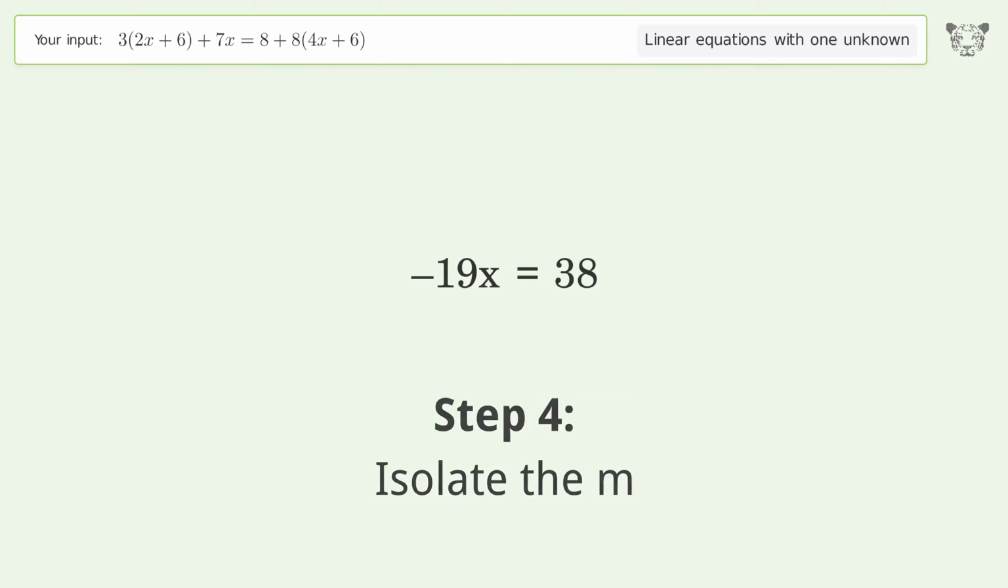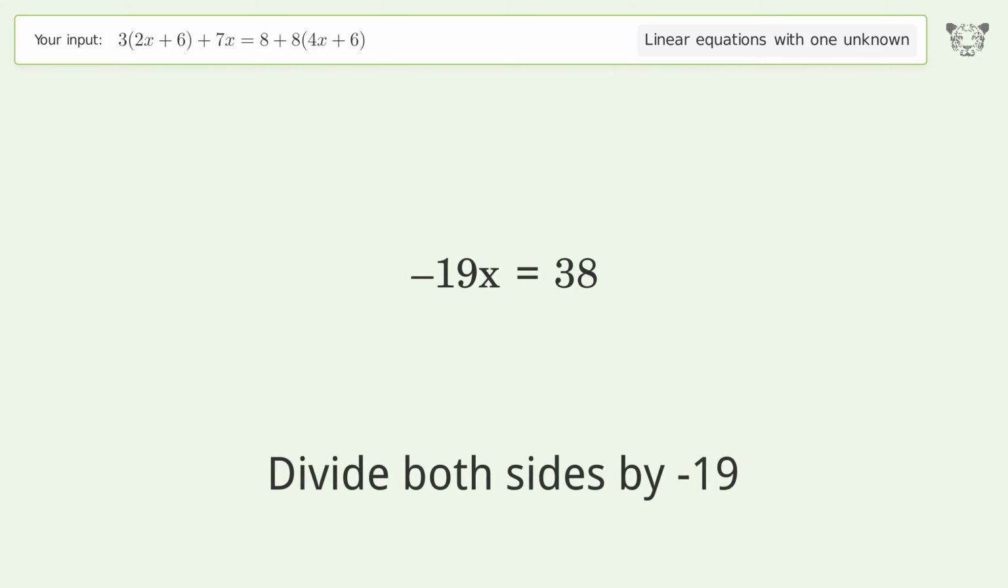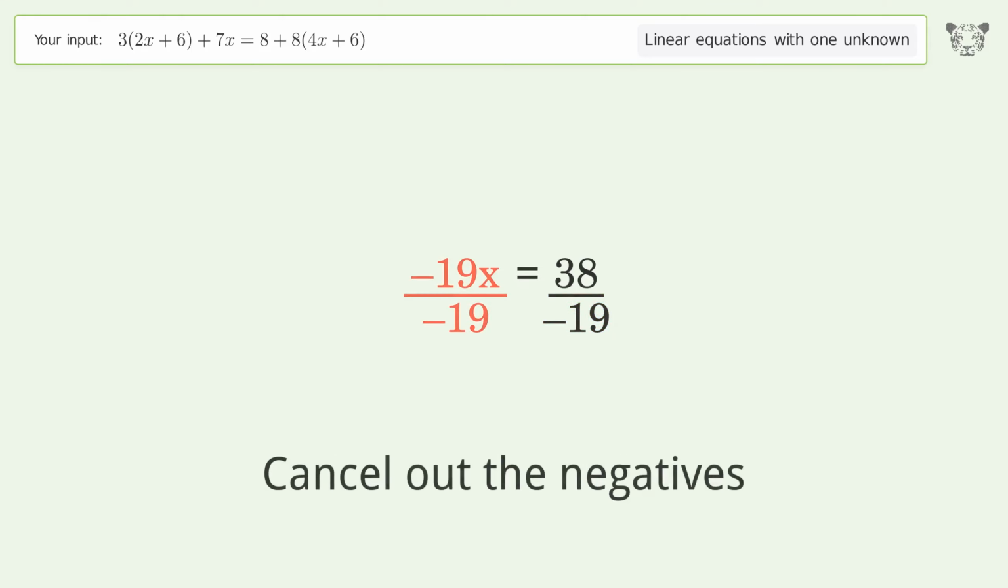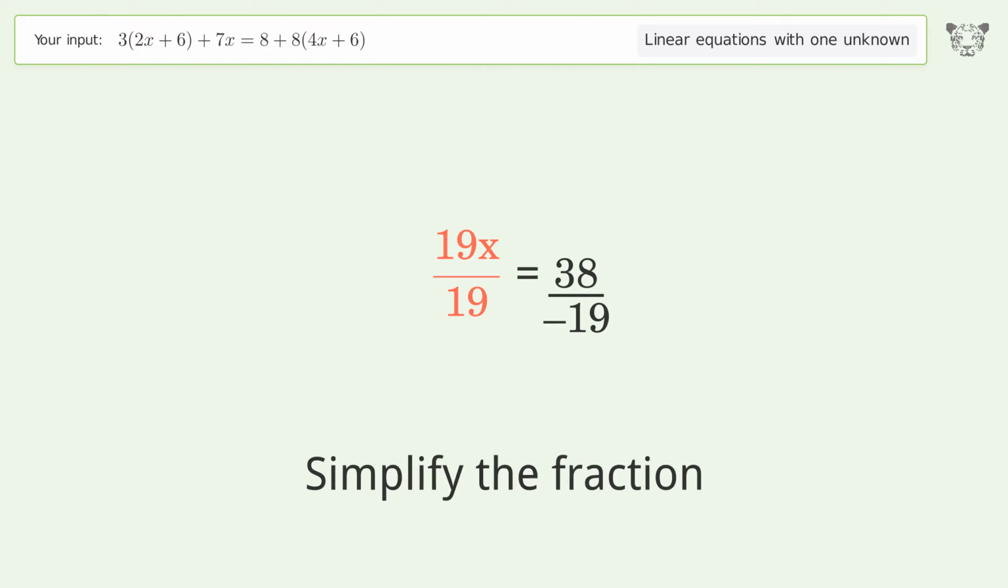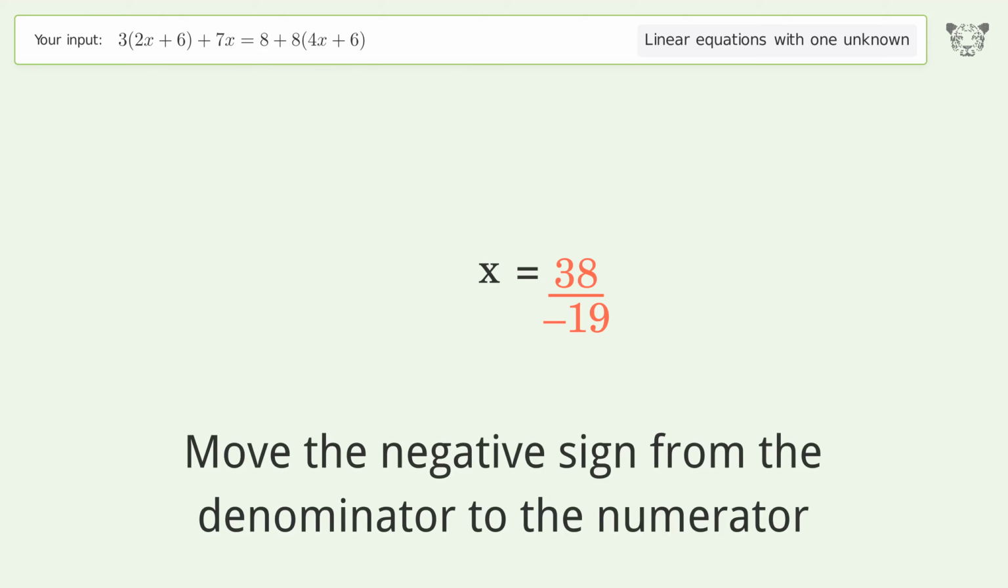Isolate the x. Divide both sides by -19. Cancel out the negatives. Simplify the fraction. Move the negative sign from the denominator to the numerator.